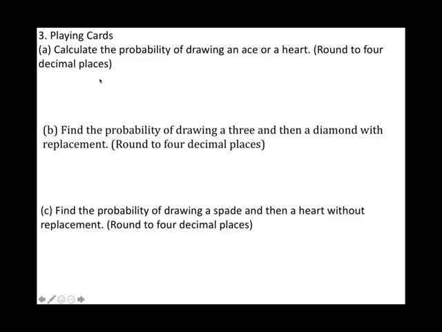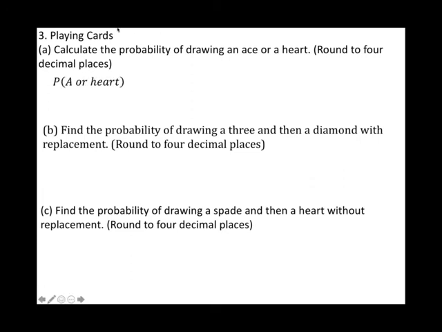Okay, A. Calculate the probability of drawing an ace or a heart. So remember or. First, you need to think about whether these two events are mutually exclusive or not mutually exclusive. Can they happen at the same time? Yes, right? We do have the ace of hearts. So this is not mutually exclusive.